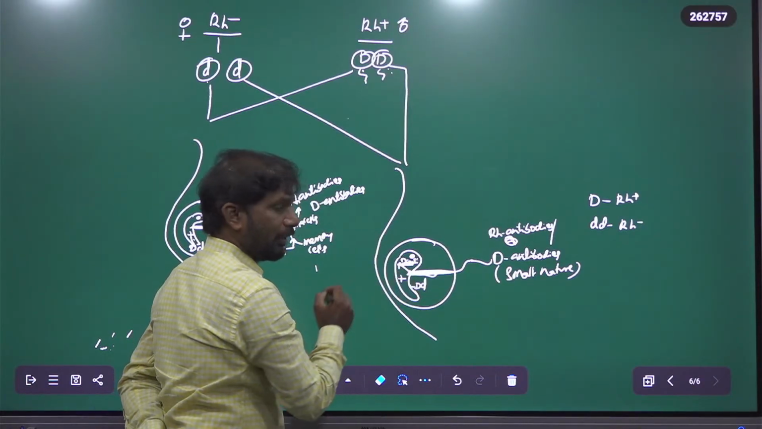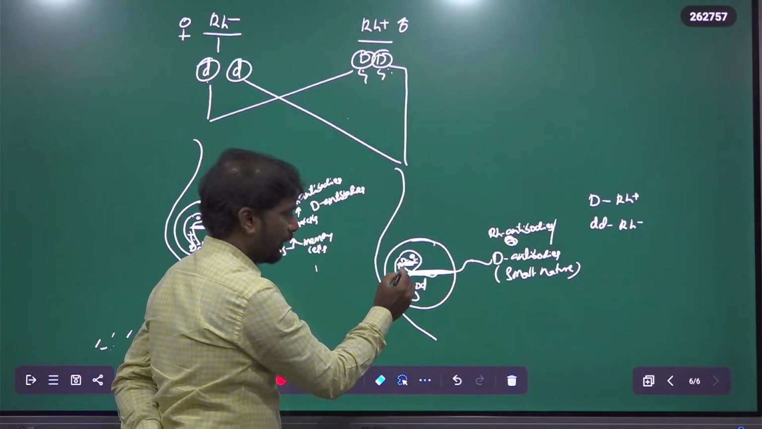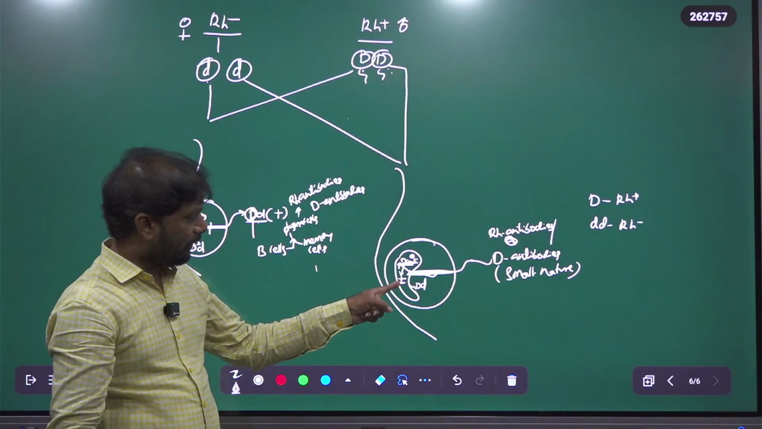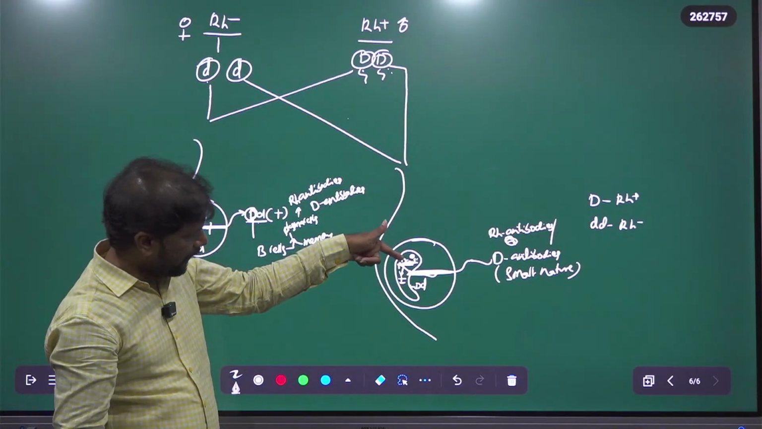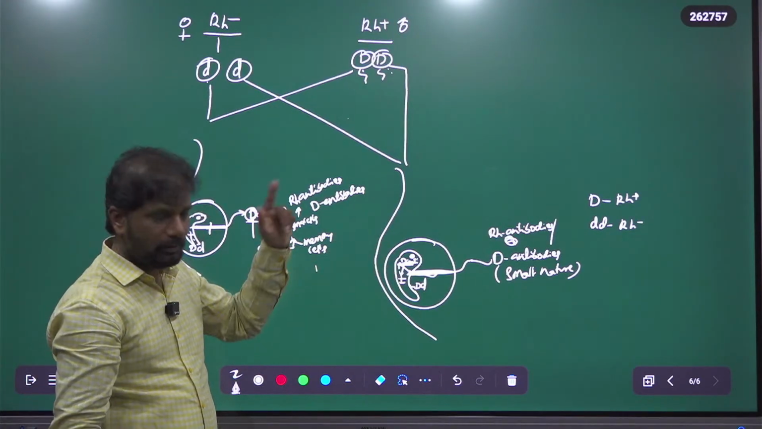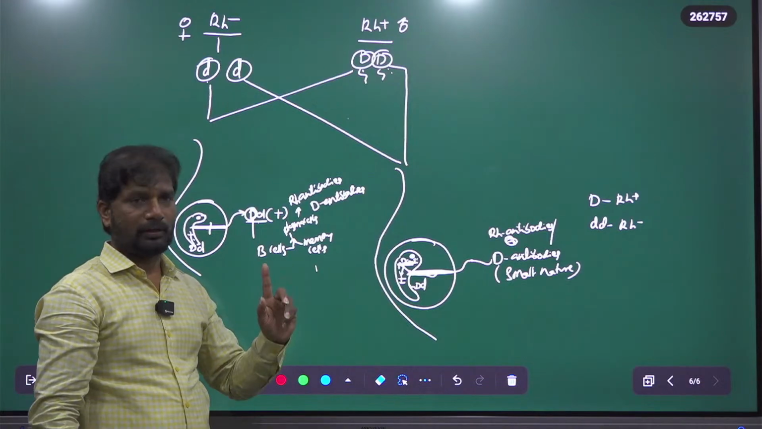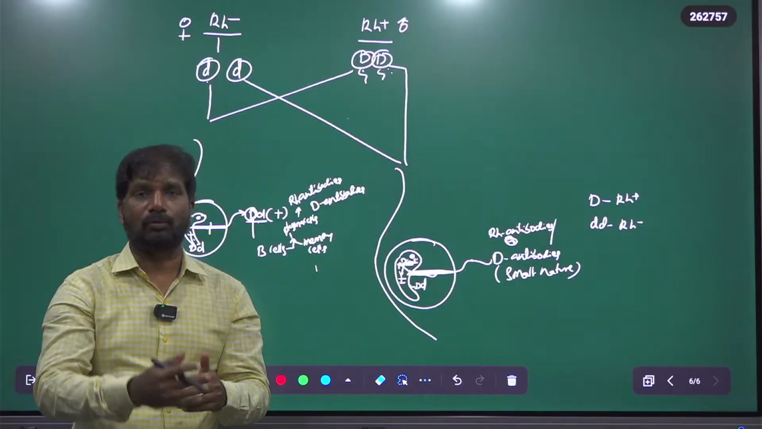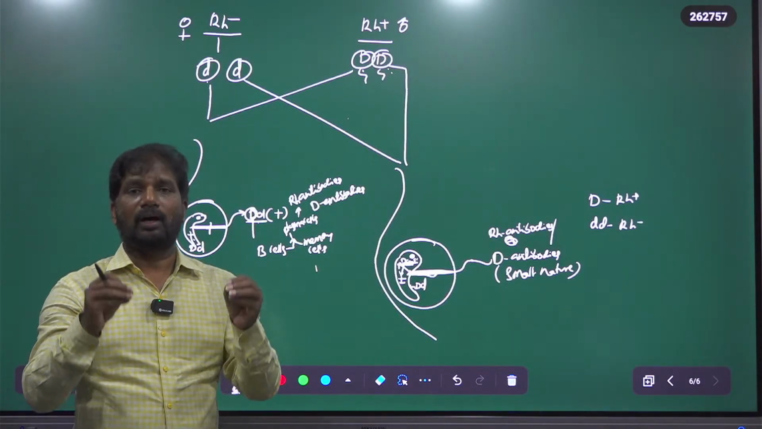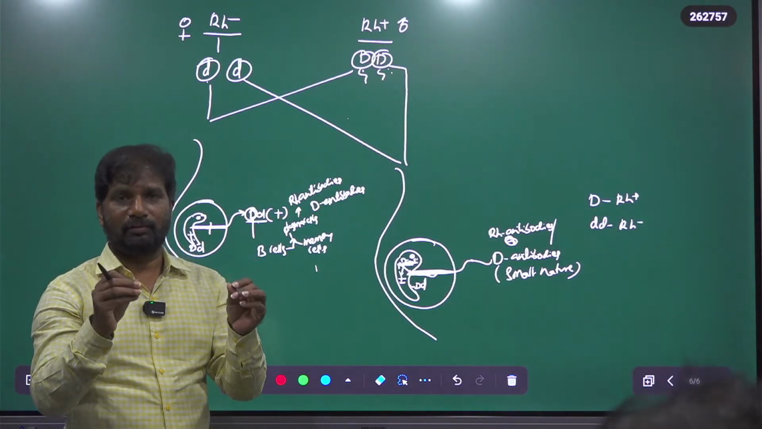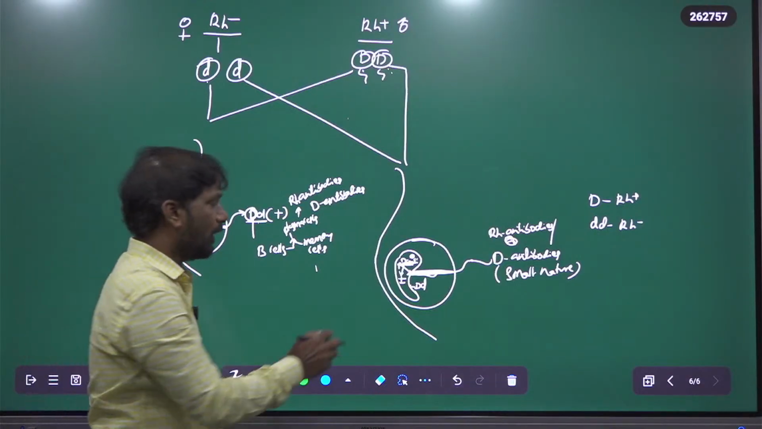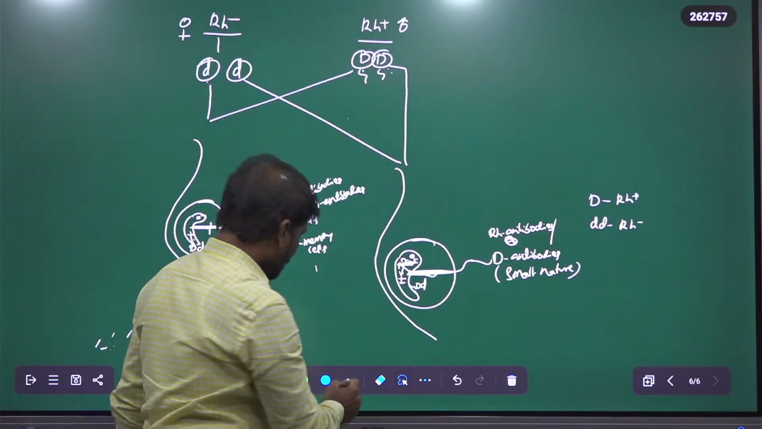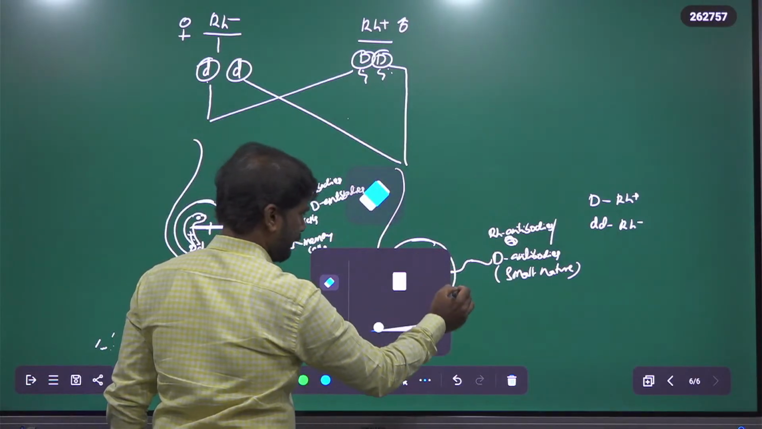Now these D antibodies react with the antigens of the fetus. This reaction leads to the lysis, or destruction, of the RBCs of this fetus. So see this clearly.